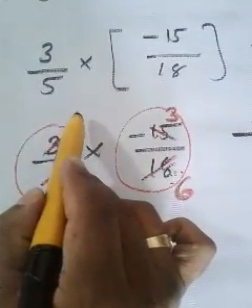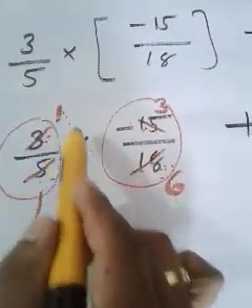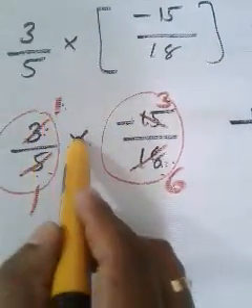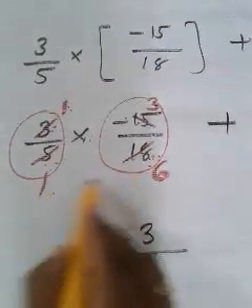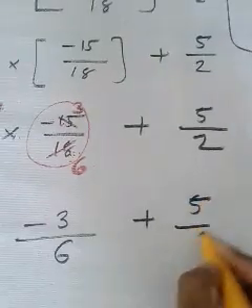So here the number is 1. 1 into minus 3. What? Here you have to consider the sign, because the sign is not cancelled. 1 into minus 3. What is 1 into minus 3? Minus 3. Divide by the denominator. 1 into 6 is 6. Plus 5 by 2. You may have understood.